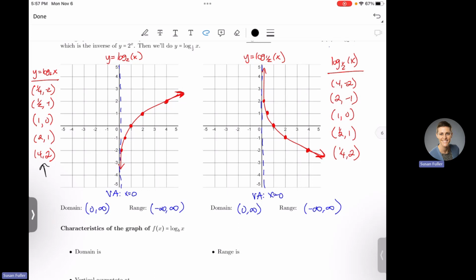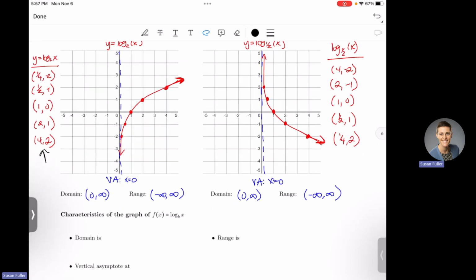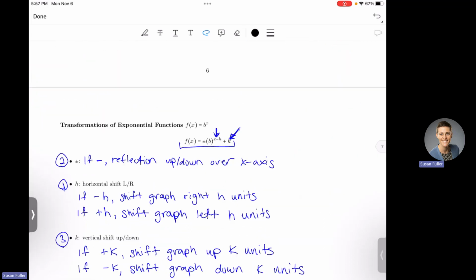Same thing with log base 1/2 of x. Again, switched our x's and y's from our ordered pairs from y equals 1/2 to the x power. Put those on our graph, connected them, and again, we have an exponential function on its side. So this is what log graphs look like. And so now we'll go ahead and look at transformations of these guys.